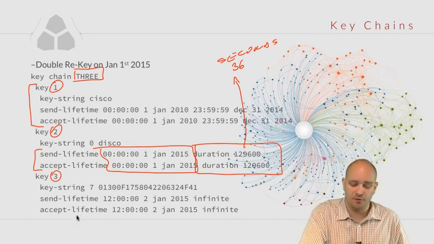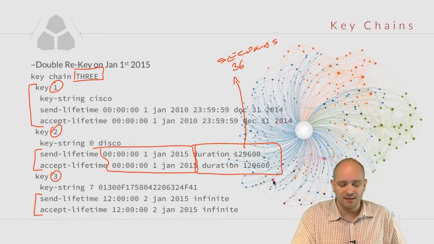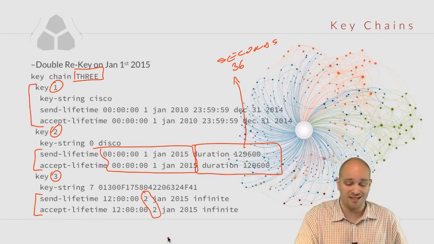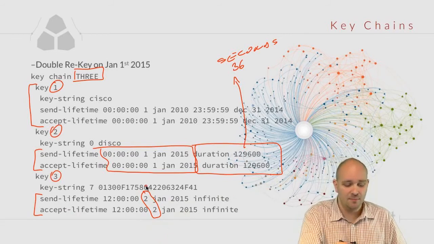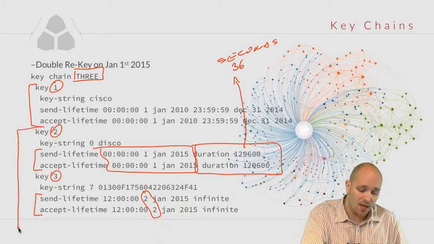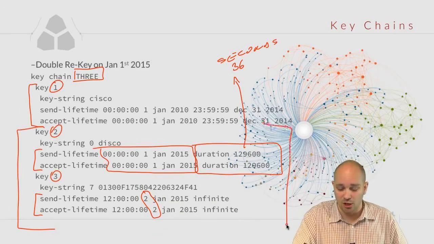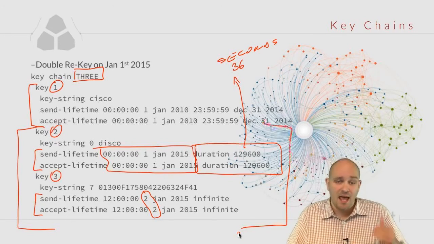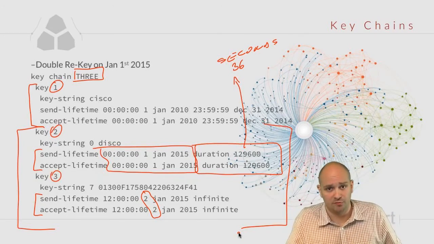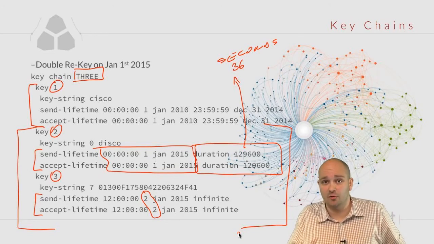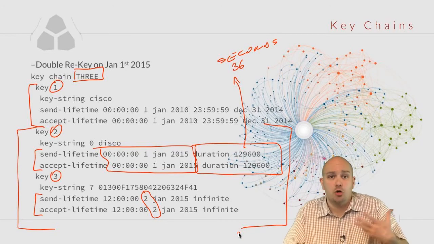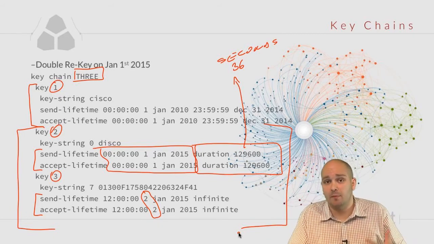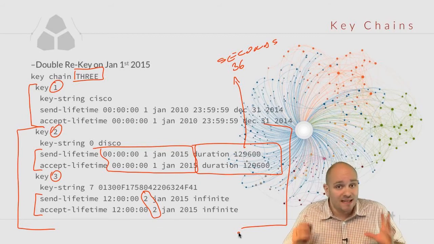But here in key number 3, we do have a slight problem. The slight problem is that this key begins on January 2nd of 2015. That means that during that period of time, both of these keys here are perfectly valid to be used. We are going to be sending both of these keys, and we are going to be accepting both of these keys. This is a perfectly valid configuration. You could have that overlap. Now, should you? Doesn't matter. Depending on the protocol, how the protocol handles multiple keys is entirely up to you. But these 2 keys are valid.